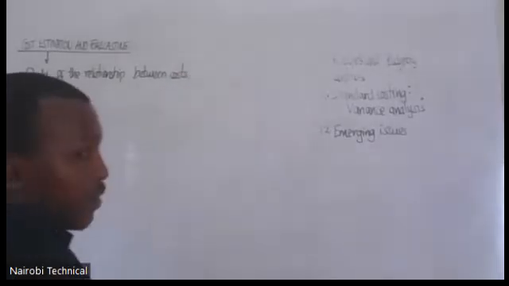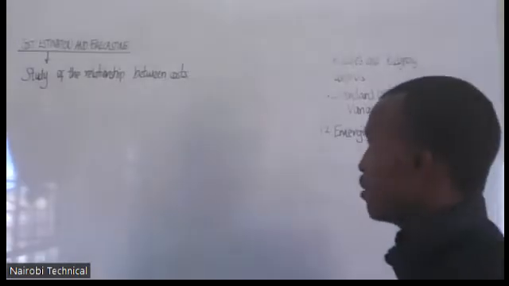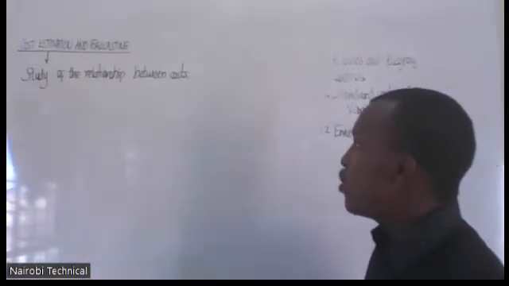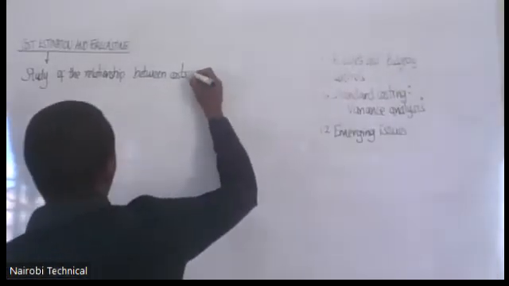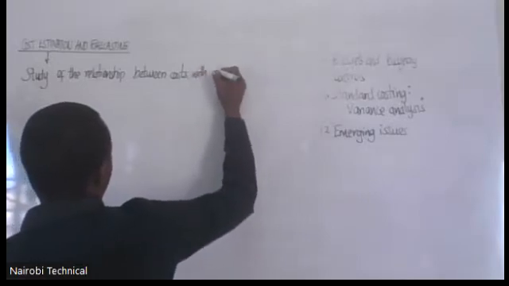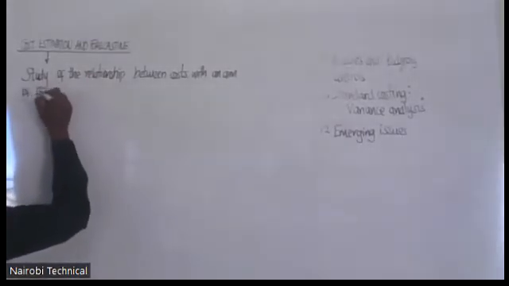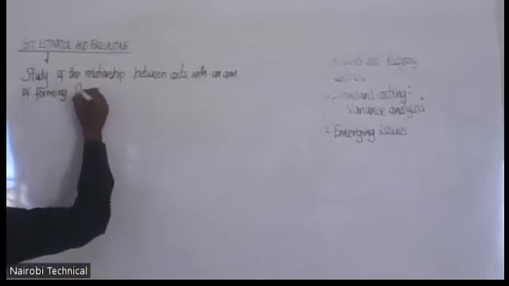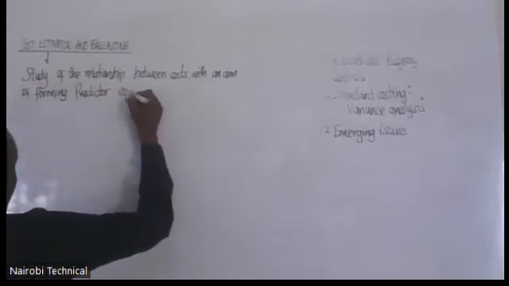Now, our costs, mostly, we classify them into two. Our costs are either variable costs, or if they are not variable costs, they are fixed costs. I'll explain that in a few. The study of the relationship between costs is what we refer to as cost estimation, with an aim of forming predictor equations.